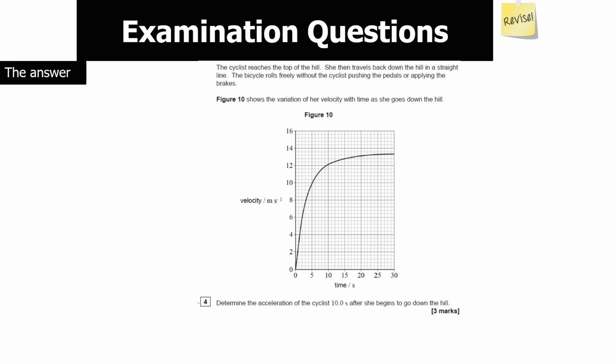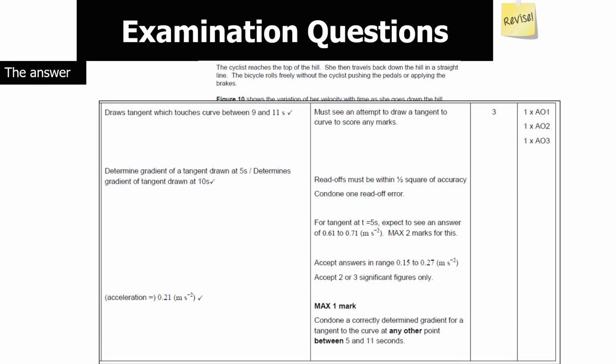Right, so how do you answer this particular question? Well, you're trying to work out acceleration and you've got a velocity time graph. With the velocity time graph, you know the gradient is going to equal the acceleration, but it's a curving line. So how do you work out the gradient of a curving line? Well, you draw the tangent to the point which you want to work out the gradient for, which in this case is 10 seconds. You then work out the gradient of the tangent and you get 0.21 meters per second squared.